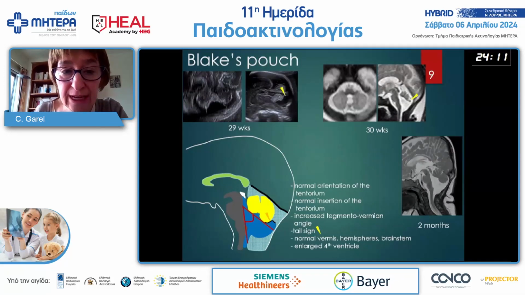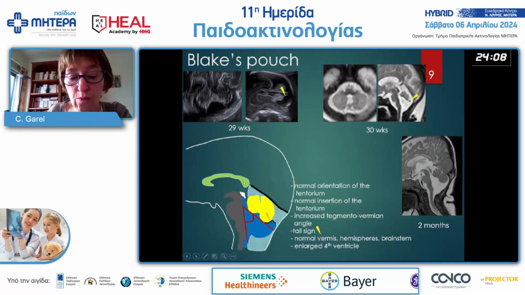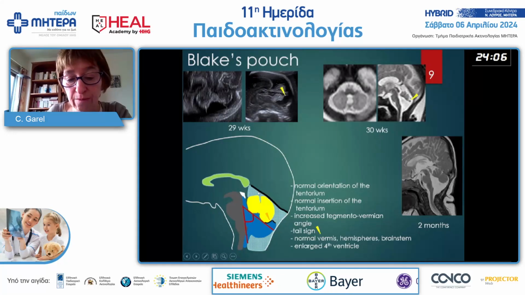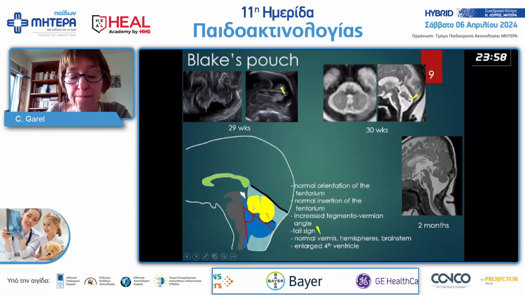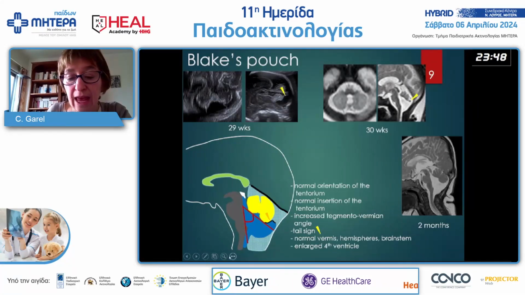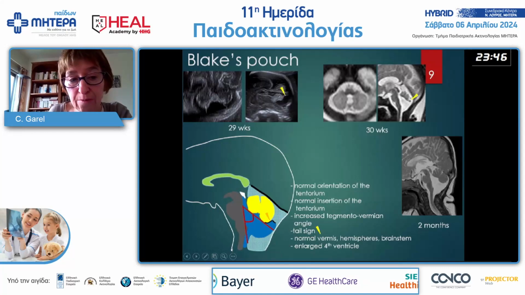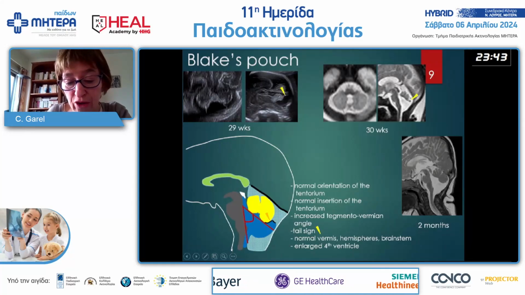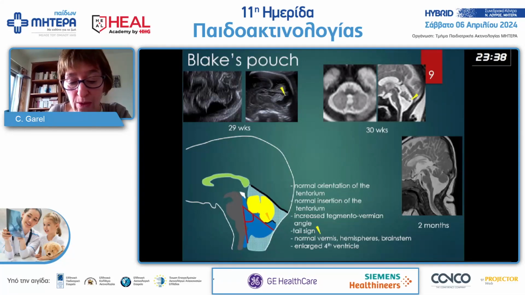The Blake's pouch is characterized by a normal orientation of the tentorium. If the Blake's pouch is small, the insertion of the tentorium is normal as well. But the main feature is an increased tegmental vermian angle with a tail sign that you can see here, which corresponds to the superior border of the Blake's pouch. The vermis, the hemispheres, the brainstem are normal, and the fourth ventricle is enlarged.